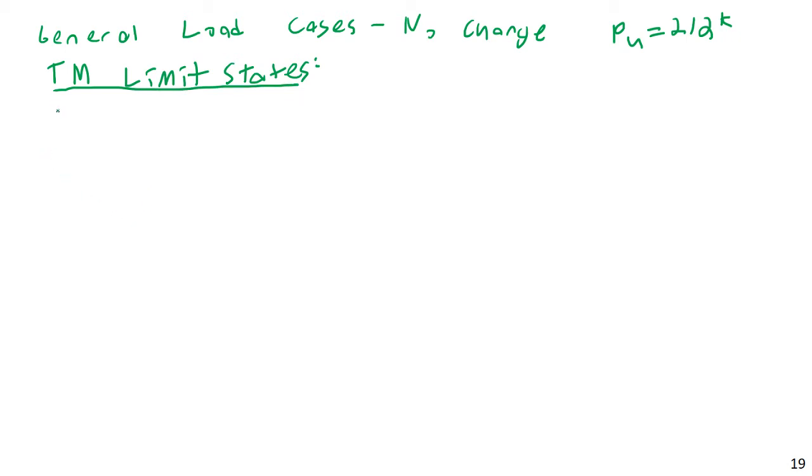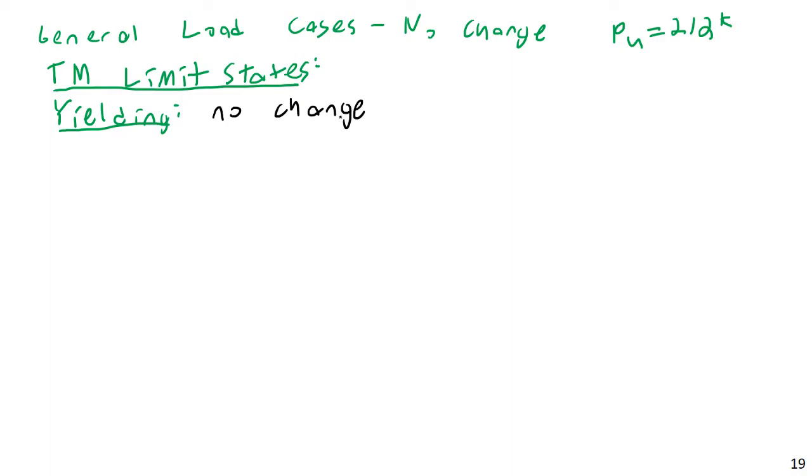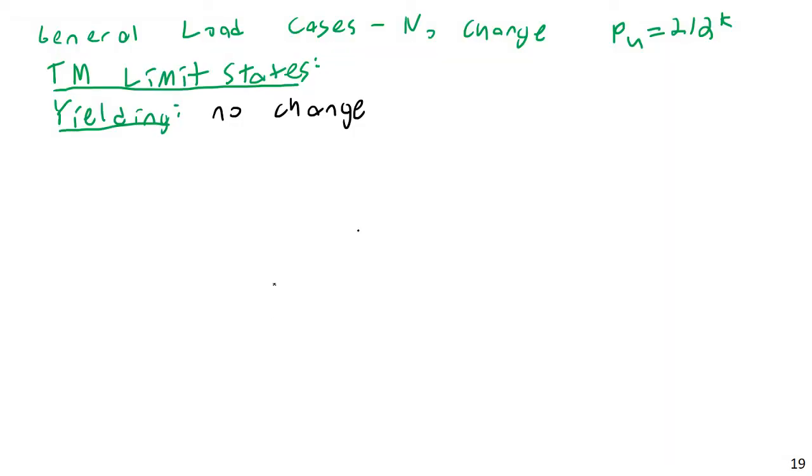Okay, so first of all, yielding. If you remember from the previous lectures, yielding is going to be based on the gross cross-sectional area. That is just the cross-sectional area without any subtractions for holes, etc. So in this case, for yielding, there's going to be no change. We're still using the same gusset plate, the same angle irons, the same L6x6s. The only difference is we're changing where we're cutting the bolt holes.